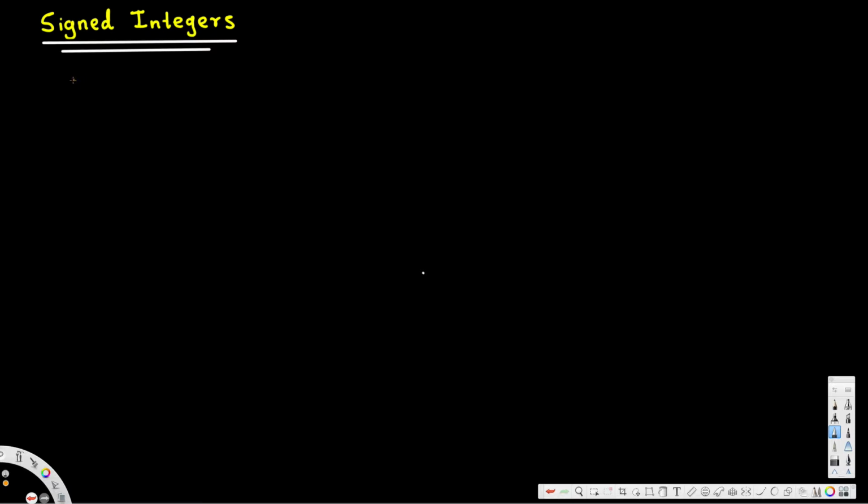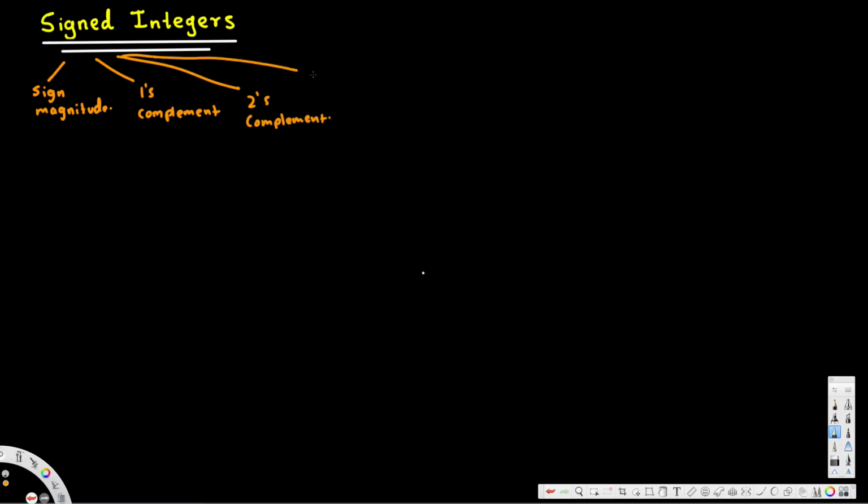There are four ways we can do that. The first one is sign and magnitude. The second method is ones complement. The third method is twos complement. And the last method is binary coded decimal.